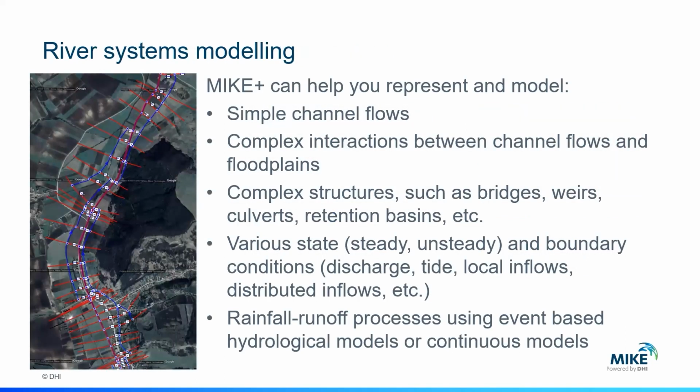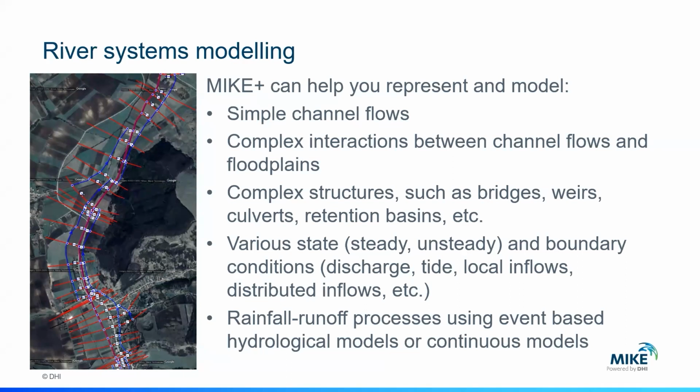When it comes to river modeling in Mike Plus, it offers the possibility to represent both simple channel flows as well as complex channel flows. We can model simple channel flows such as singular rivers, which have a well-defined flow path with little to no floodplain. But we can also represent complex interactions between channel flows and floodplains through the use of parallel branches. I have also attached an example here.